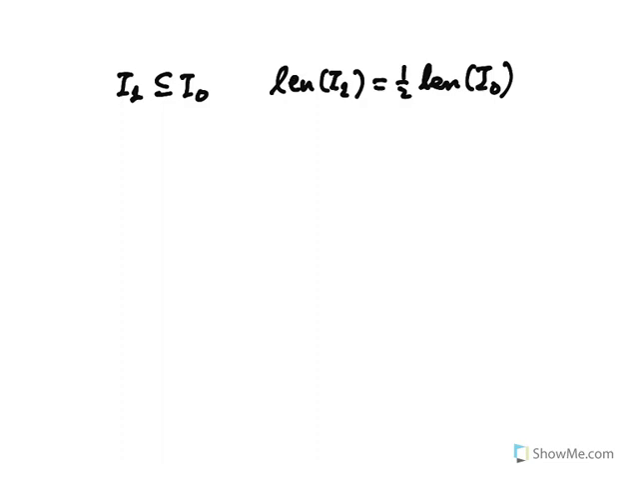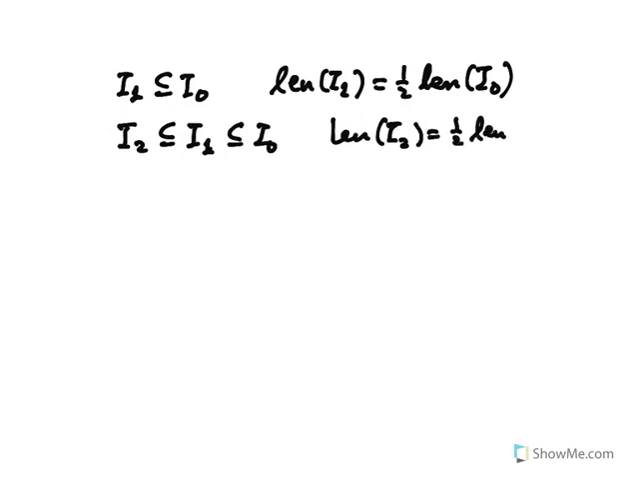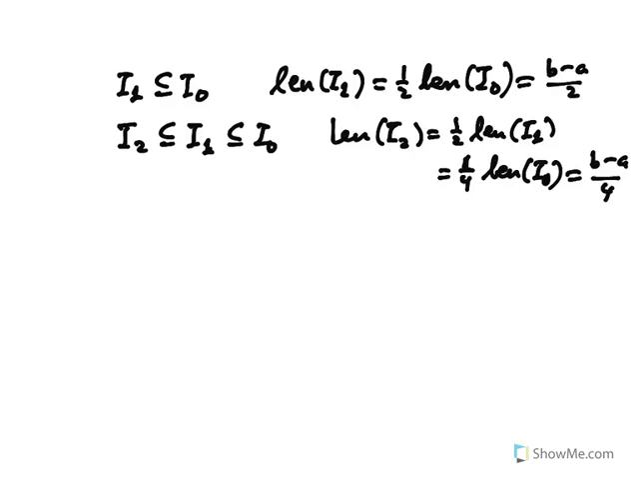Okay, then by the same reasoning, I2 is going to be one of the halves of I1, so therefore inside of that. And the length of I2 is going to be half the length of I1, which is 1/4 the length of the original interval. In other words, (b minus a) over 4. This one is (b minus a) over 2.